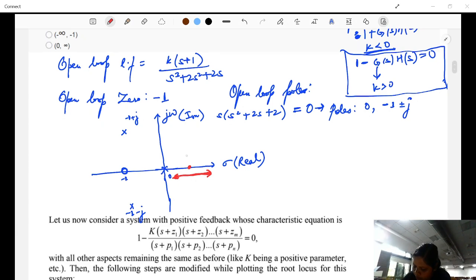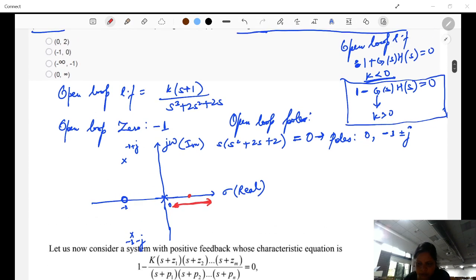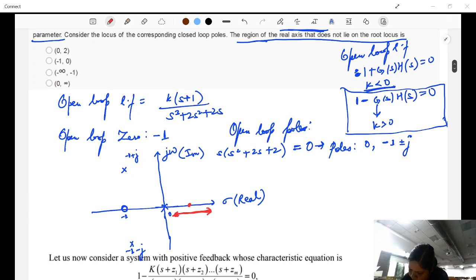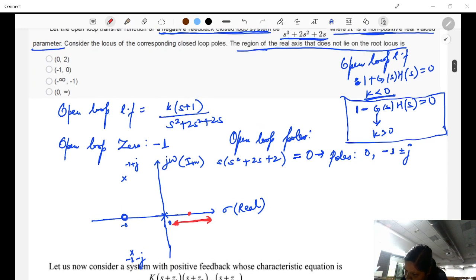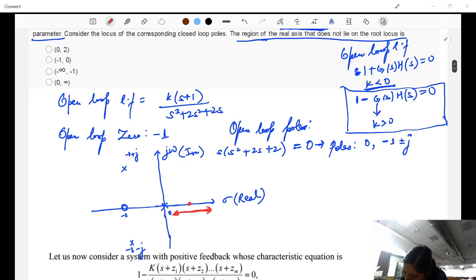No, we'll consider this part. If it is 0, then also we are supposed to consider it. Okay, so this part lies on the root locus.